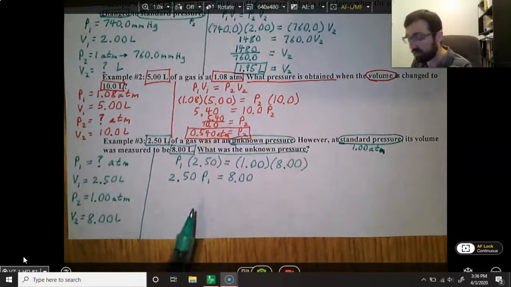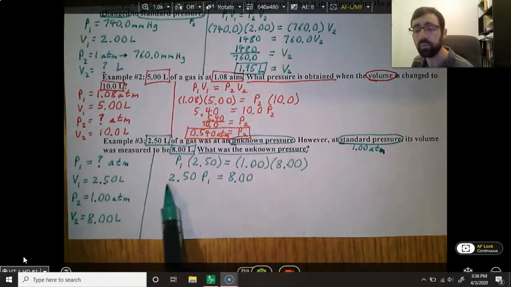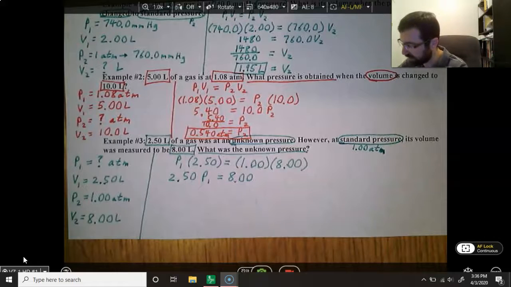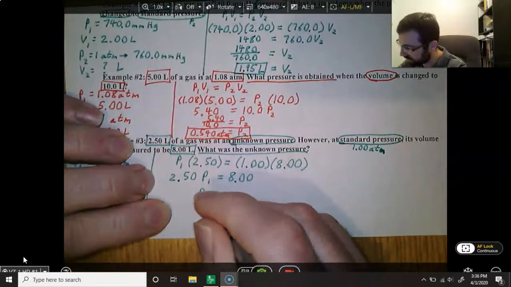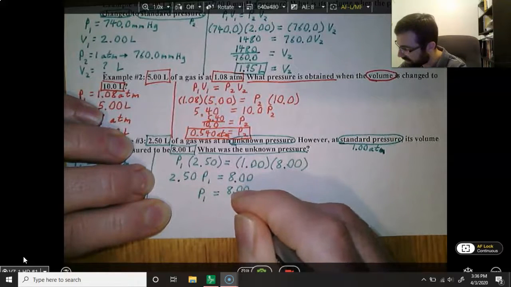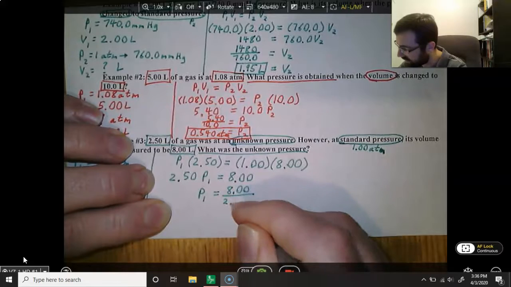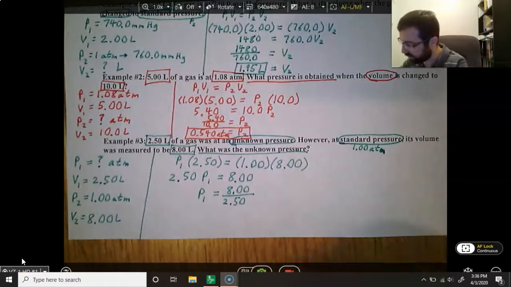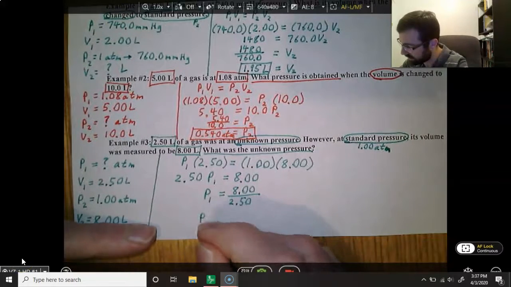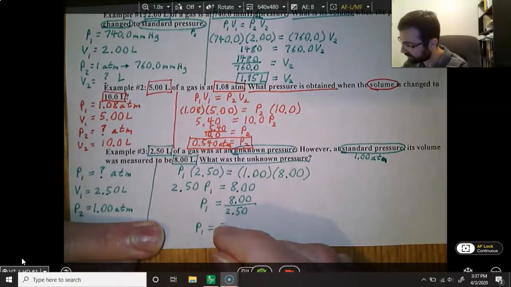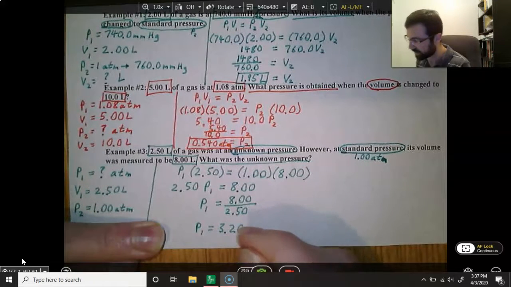And now I want to solve for P1. Just like if it's x, I need to divide by whatever it's being multiplied by, so it'll be by itself. If I divide here, I got to divide there. So P1 equals 8.00 divided by 2.50. If you do that in the calculator, P1 equals 3.20 atmospheres, atm.